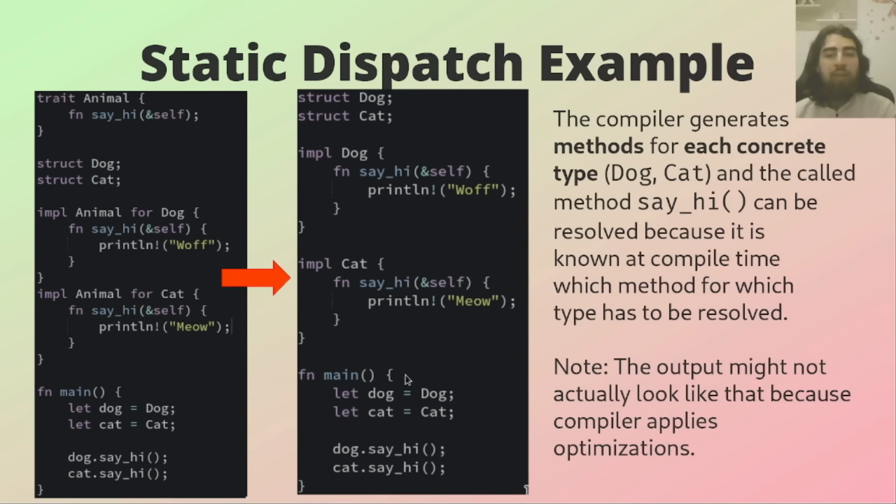because then the say_hi method we are calling here on the Dog and Cat instance is known at compile time. So the compiler then knows, when we call the method on the Dog or Cat instance, which method has to be resolved for which type.